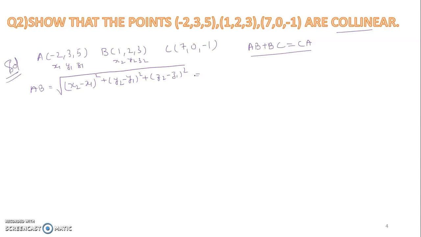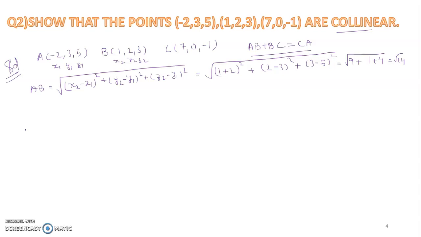So this is equal to, now what is the value of x2? 1, minus will become plus, 2 whole square plus y2 minus y1 whole square plus z2 is 3 minus z1 is 5 whole square, under root. So this is equal to 1 plus 2 is 3, square 9. 2 minus 3, minus 1 whole square will give me 1. 3 minus 5, minus 2 whole square 4. So this is equal to root 14.